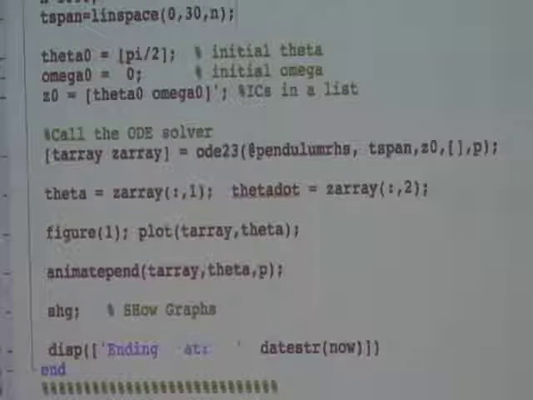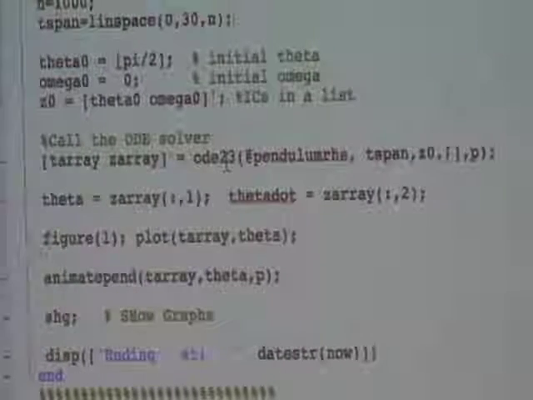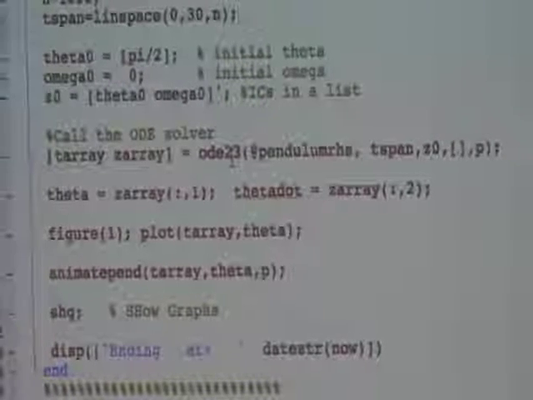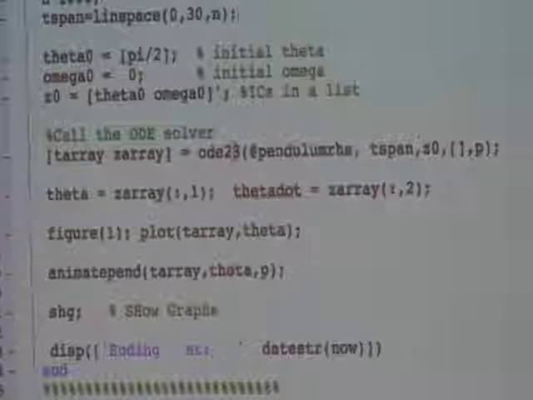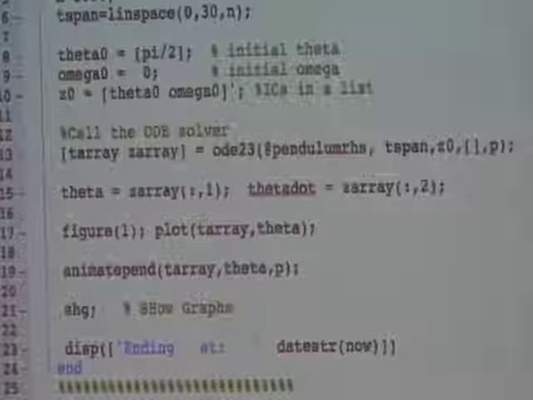Why do you do that? It's because this ODE23 is constantly adjusting the time steps it takes to make the accuracy as good as it can, and then it gives you the output at all these funny times. And if you want to do animation, you want to see the outputs at regular times. So the accuracy and the output times are two different things with ODE23.